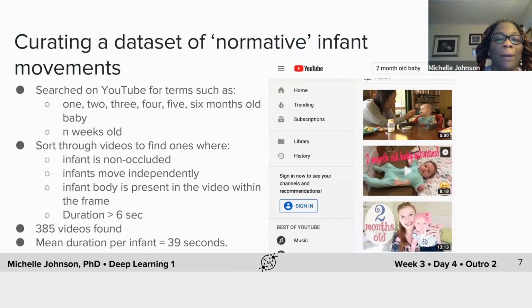So how do we go about curating the normative infant movement data set? We went to YouTube, and we searched using key terms that were 1, 2, 3, 4, 5, 6 months old and N week old. We sorted through videos in order to figure out whether these videos were usable or not. We were looking for whether the infants were non-occluded, whether the infants were moving independently in the video, whether the infants were in the frame, and whether the videos were at least 6 seconds.